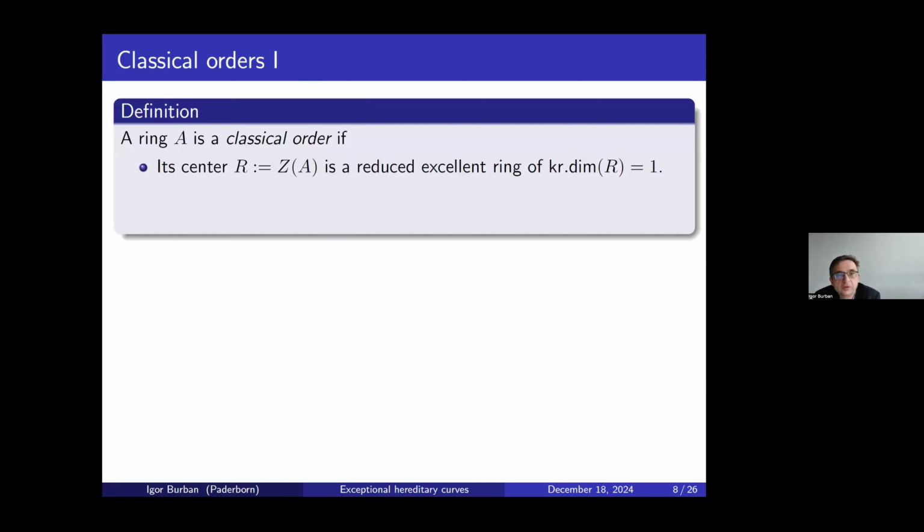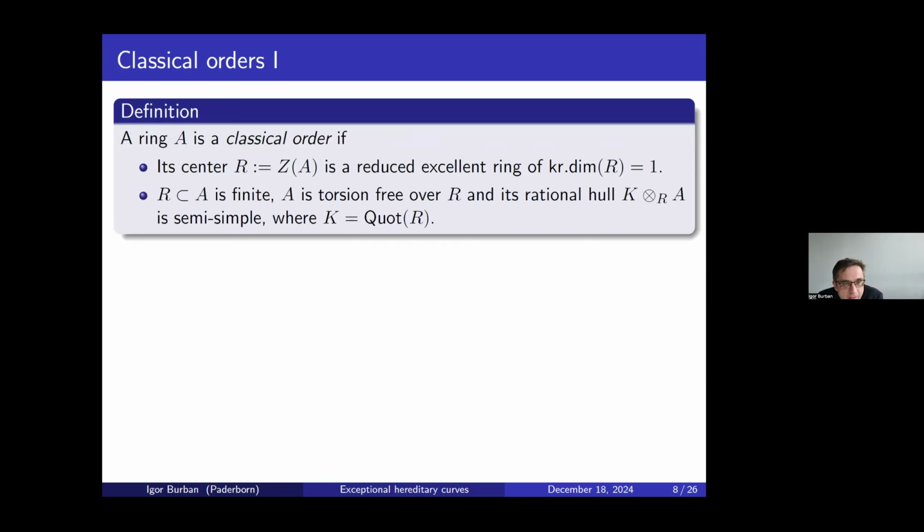So now going towards non-commutative curves, I want to introduce first a local notion, which is the notion of a classical order. So a classical order is a ring, and I want its center to be reduced, excellent. So please don't worry about the meaning of the word excellent. Most rings coming to your mind would be excellent, and this restriction just removes some pathologies. But the dimension one is important. So I want my algebra to be finite over the center, torsion-free, but I also insist that the rational hull of A is semi-simple.